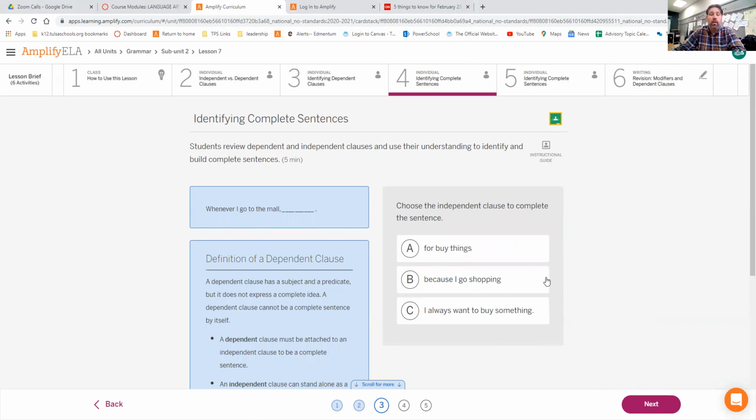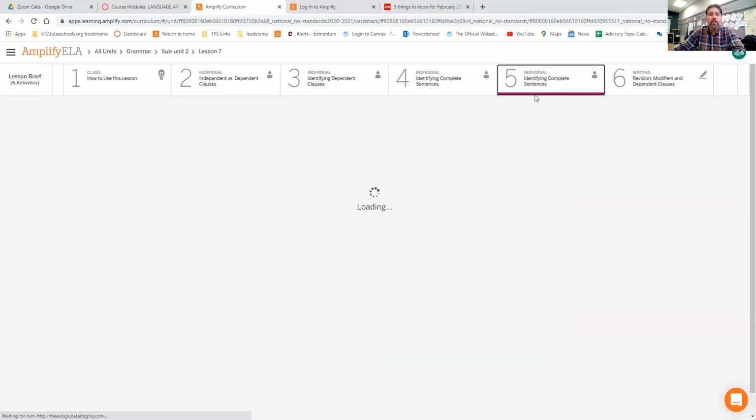Third one. Here, what we're going to do is complete the sentence. "Whenever I go to the mall" for buy things, no. "Whenever I go to the mall" needs an independent clause that stands on its own. So I need a full sentence basically to go after this. "Because I go shopping," the word "because" makes us a dependent clause. "I always want to buy something." That's a full sentence, and that can certainly follow that. Let's go ahead and go to number 5.